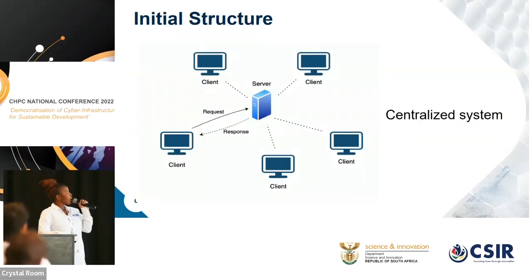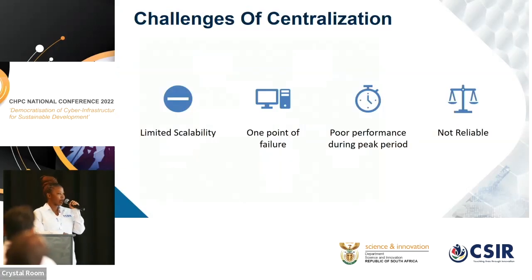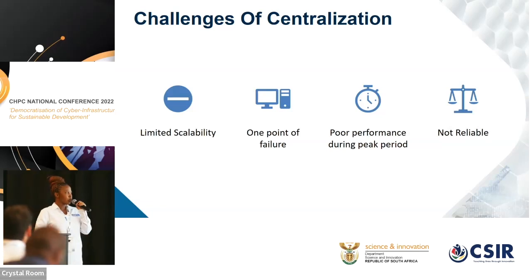The system had limited scalability, meaning that it can only take a limited amount of requests. So should the system experience a peak period, it won't perform very well. It also had one point of failure. So should the server go down, the system won't operate at all, which makes it unreliable.